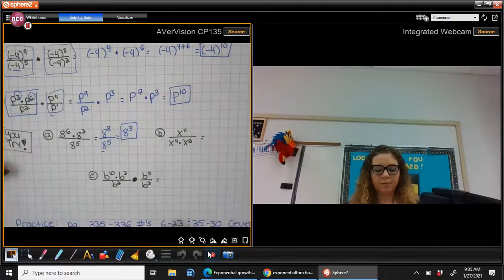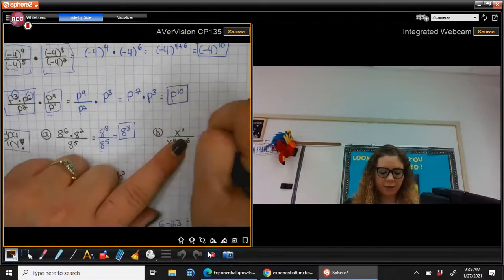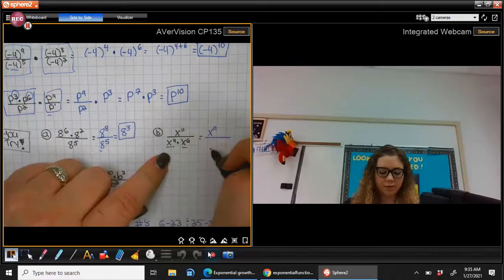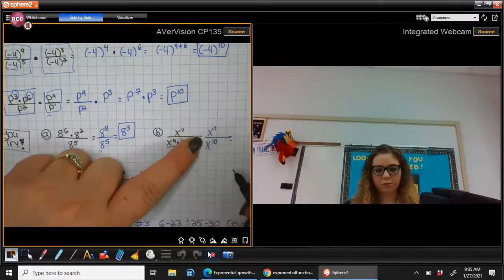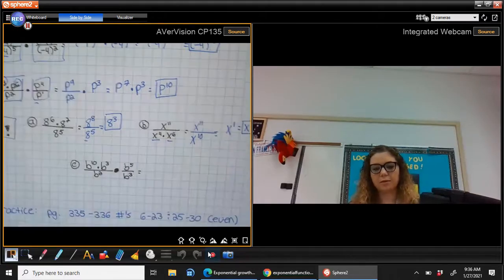Okay, let's look at B. Okay, the top is already simplified. Look at the bottom. I can use the product rule because my bases are the same. 4 plus 6 is going to give me 10. Now I can use the quotient rule. 11 minus 10 is going to give me 1, and I can just leave it as x.